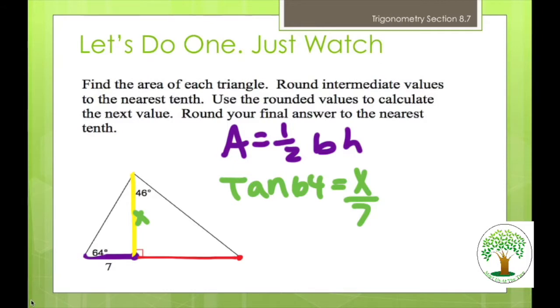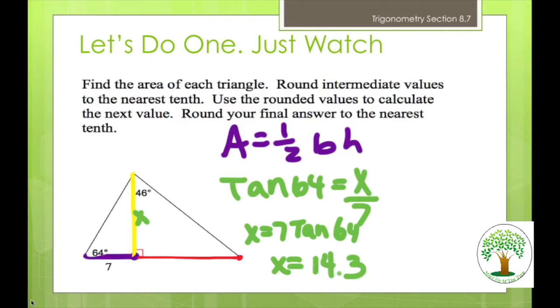What am I going to do with that 7 to get it away from the X? You're going to do the 7 times the 7. Okay, so we'll go X equals 7 tangent 64. Can you guys put that in your calculator and tell me what we get for X? 14.3. Please verify that, somebody. 14.4, sorry. 14.4.